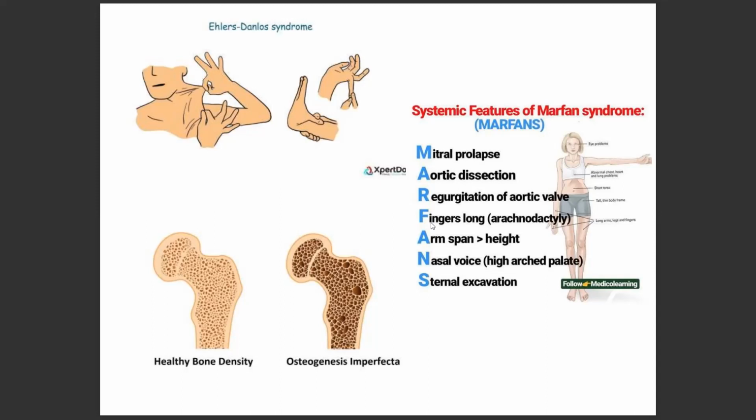As we can see here in these images, this is the comparison of healthy bone density and osteogenesis imperfecta. The density of the internal bone has reduced to a high extent. In Marfan syndrome, there are a number of other systemic features, and the most important one is how we can diagnose that the person has Marfan's.